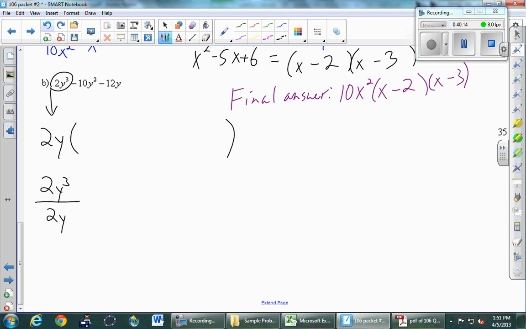Anybody have what goes in the parentheses? Agree? Disagree? Agreed. Several people agree. That's good. That's the right answer. So, right, and then we're going to factor this guy as well. But before we finish factoring this one, let me say that factoring out the greatest common factor is a really important technique.